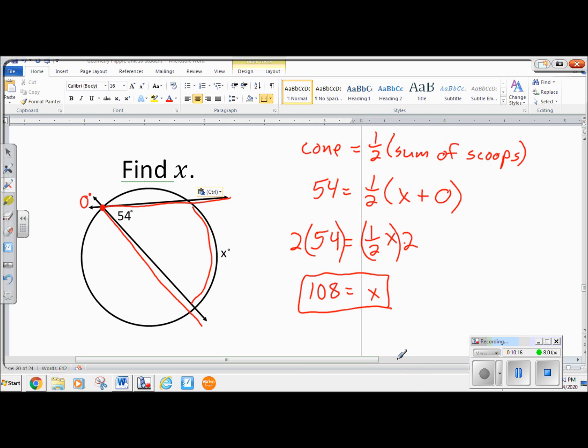Find the ice cream cone, and the cone is equal to half the sum of the scoops.